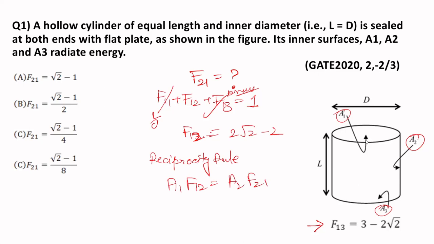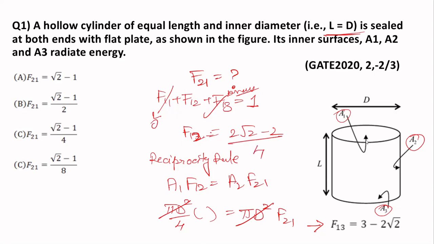A1 is the area of the circle, which is given by pi d square by 4. F12 we know. A2 is the curved surface area of the cylinder, which is given by pi d l, and since d is equal to l, pi into d into l will be pi d square, times F21. So this particular term gets cancelled. So basically F21 is nothing but F12 by 4.